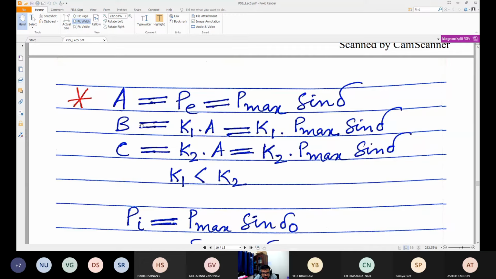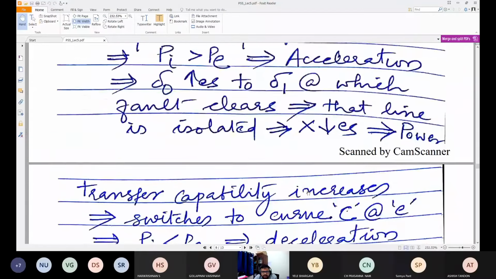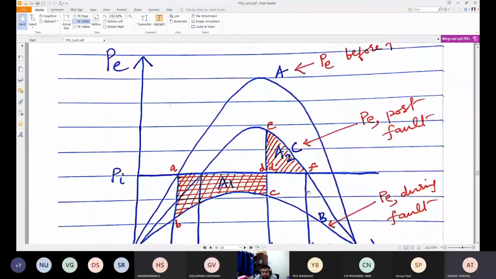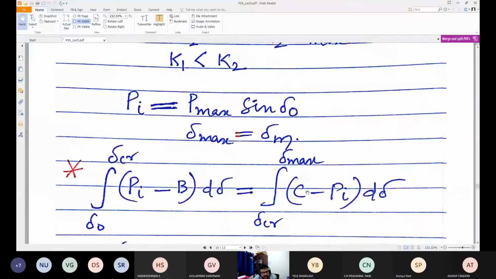That means we know that curve B is the during fault condition. Curve for during fault condition, so that is the smallest one, right? So K1 is less than K2 we are taking. Okay, until this point, is it clear? Everybody? Yes, sir. Yeah.